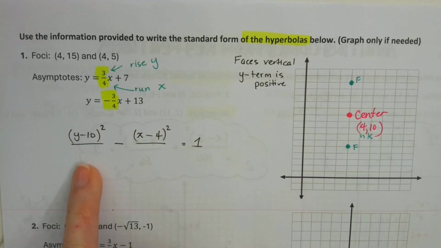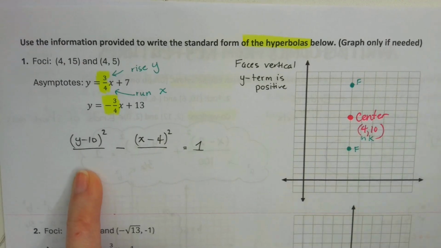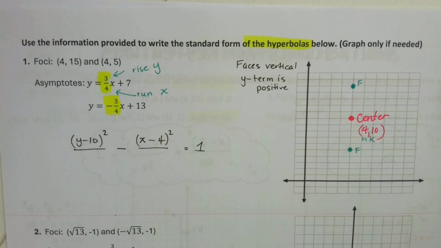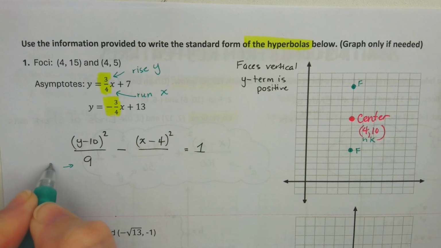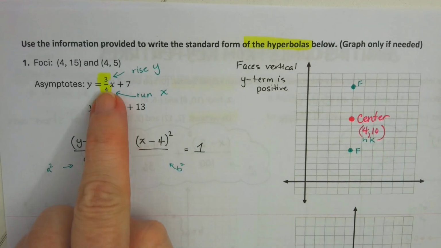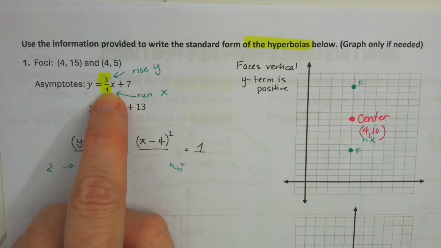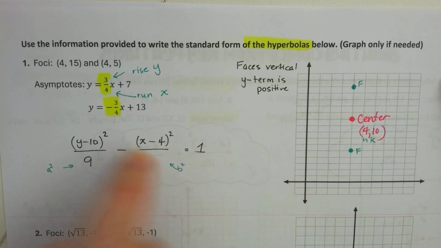But does 3 go under my y variable? What goes under my y variable? 9, the 3 squared. Okay. The other one would be our b squared, and we're going to look at that by looking at how much we counted in the x direction. We counted 4 in the x direction, which means underneath the x variable would be 16.